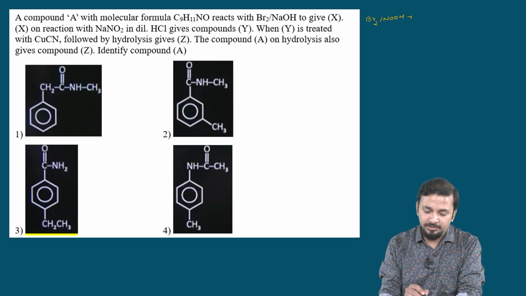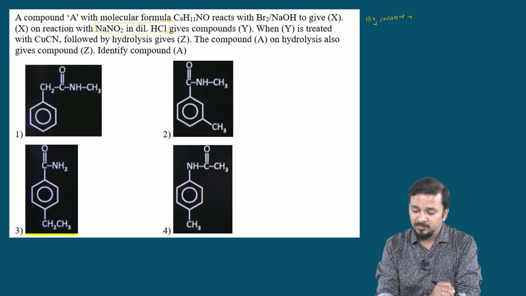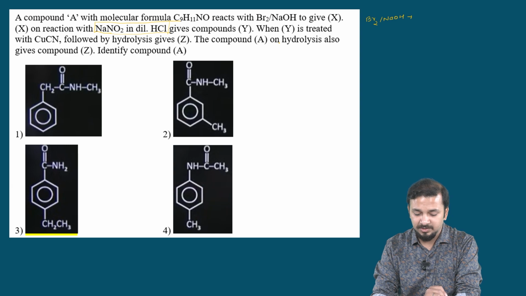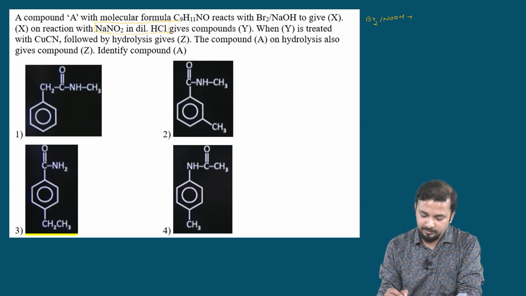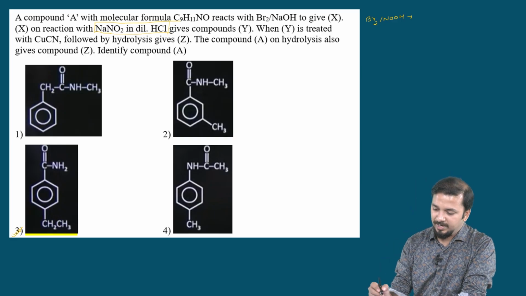Now they are saying X on reaction with NaNO2 in dilute HCl gives compound Y. Now this second reaction is our diazotization reaction. And then they are saying when Y is treated with CuCN followed by hydrolysis gives Z. A on hydrolysis also gives compound Z. So Hofmann bromamide, most probably, and as per this we will go by option number 3. If you see the reactions, what all reactions will take place?